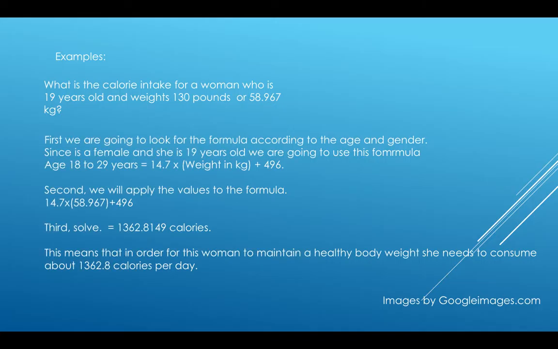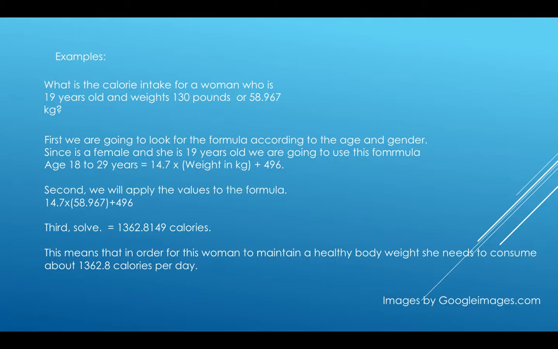Age, so we're going to look at the range, age 18 to 29, because that's the age range that this woman falls into. And then this is the formula, 14.7 times the weight in kilograms, which is given, plus 496. Second, we will apply the values to the formula. So we go ahead and apply the values.